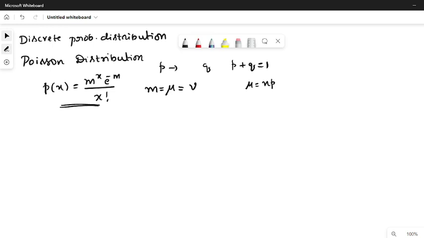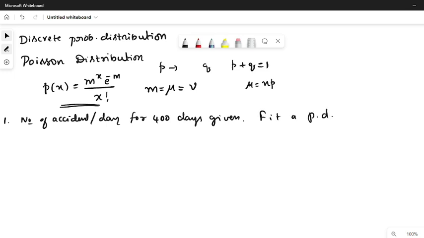Now, the first problem I am going to consider is the number of accidents per day recorded by an institution for 400 days, given in the table. We have to fit a Poisson distribution for the data and find theoretical frequencies.